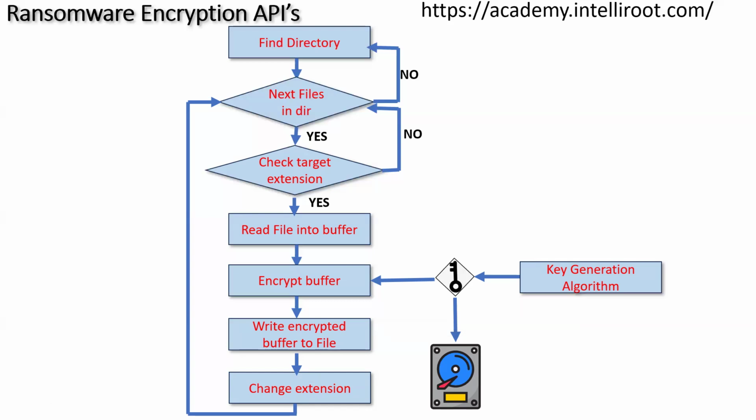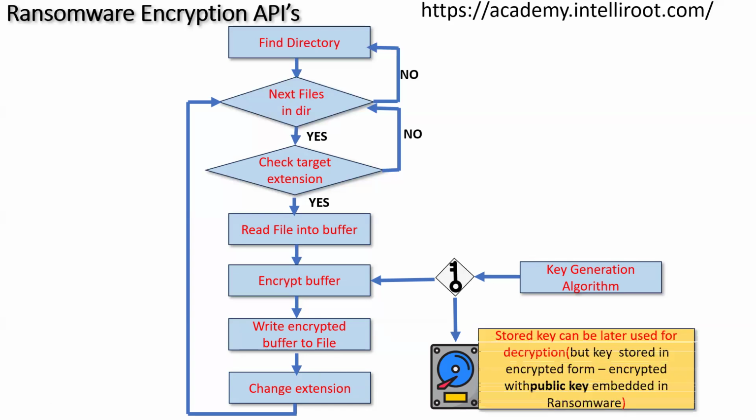But this is not straightforward because this key is again stored on the victim machine in an encrypted form. And it is encrypted using the public key embedded in the ransomware. And you cannot get back this key until you retrieve the private key from the attacker.